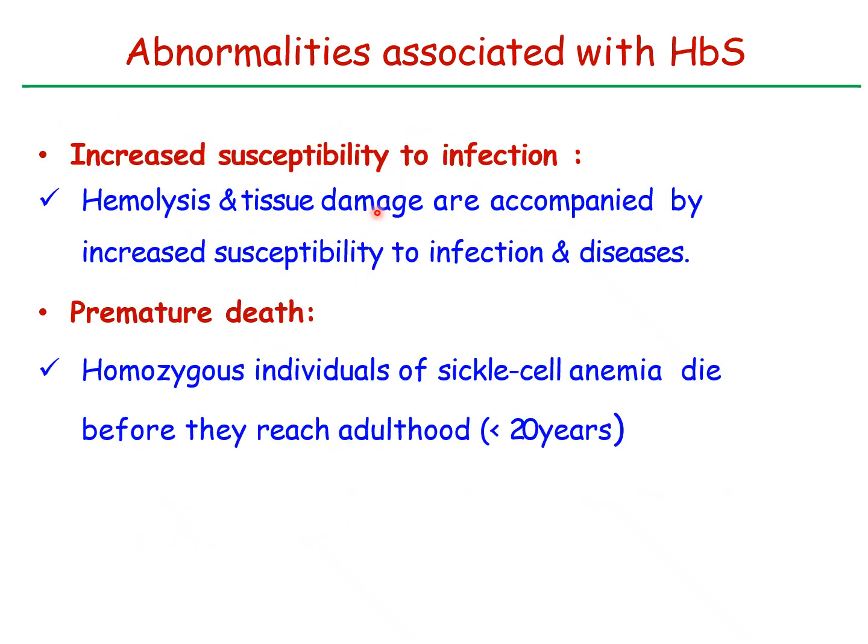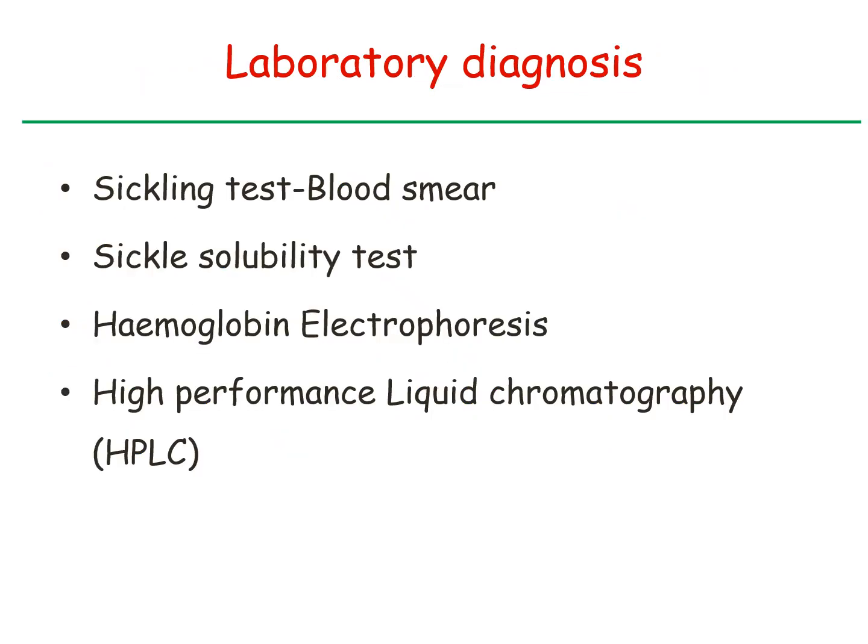And increased susceptibility to infection also. So hemolysis and tissue damage are accompanied by increased susceptibility to infection and disease. Premature death happens. Homozygous individuals of sickle cell anemia die before they reach adulthood. So these are some of the abnormalities associated with sickle hemoglobin.